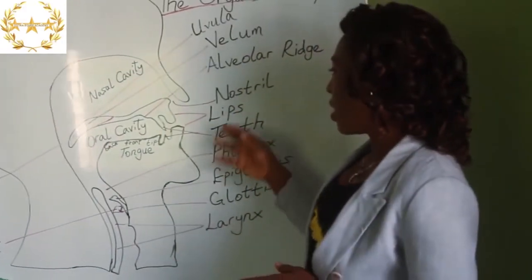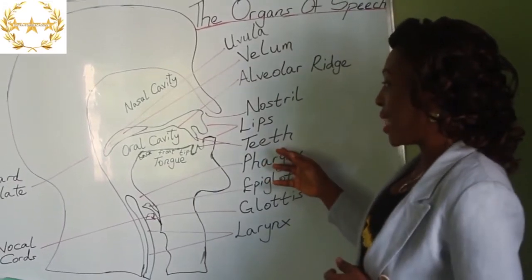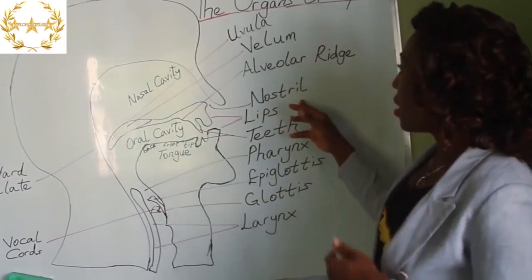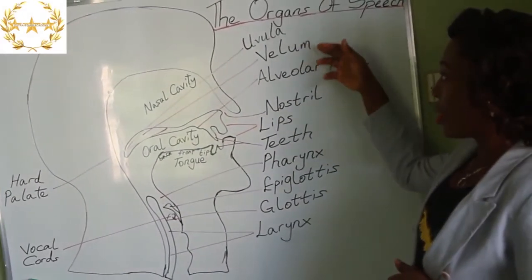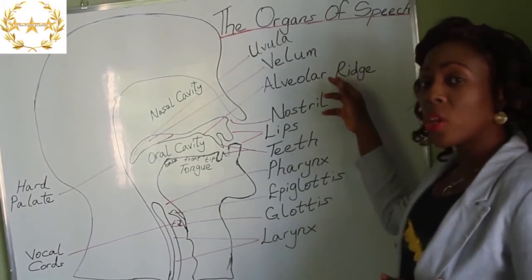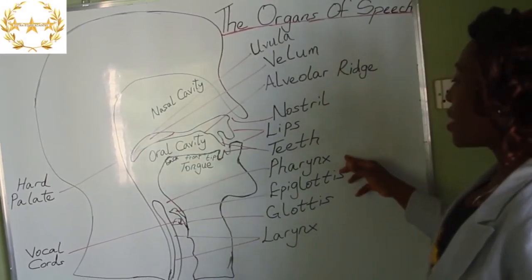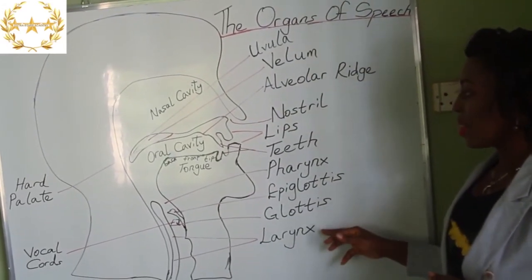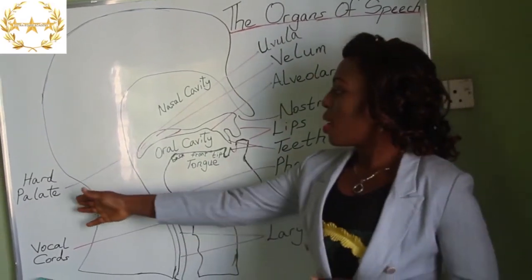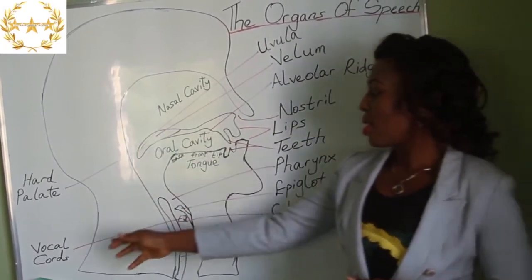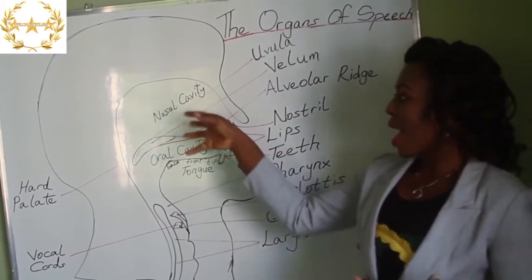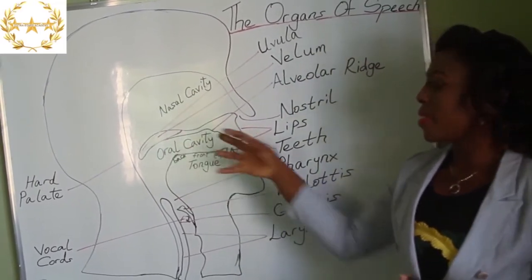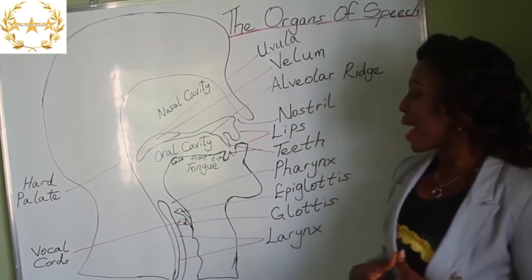They are the lips, the teeth, the tongue, the nostril, the uvula, the velum, the alveolar ridge, the pharynx, the epiglottis, the glottis, the larynx, the hard palate, the vocal cords, and when you make use of the nose, it's called the nasal cavity, and then we have inside the mouth the oral cavity.